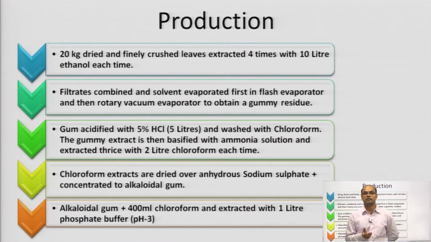The gummy extract is then basified with ammonia solution and extracted 3 times with 2 liter of chloroform each time. So in this way you acidify the gummy extract and wash it with chloroform, and then again that acidified extract is basified with ammonia, and after basification you have to again extract it with 2 liters of chloroform 3 times. The chloroform extracts we obtain after 3 washings are then combined and dried over anhydrous sodium sulfate and concentrated to alkaloidal gum.